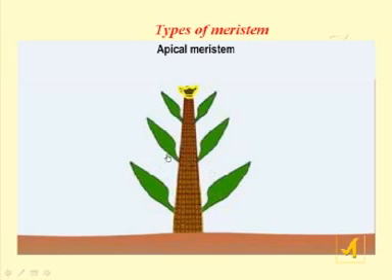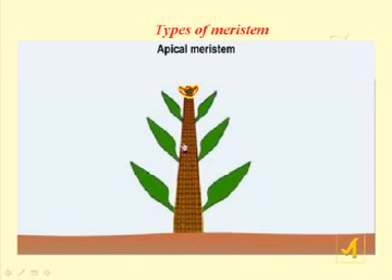In this classification, based on its position, the meristem is divided into three parts. One is the apical meristem, another is the intercalary meristem, and the last is the lateral meristem. First is the apical meristem. Here, meristem is found at the tip of the root, stem, and branches. It is responsible for the increase in length of the plant.